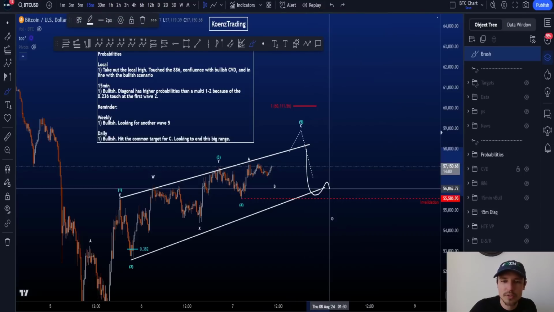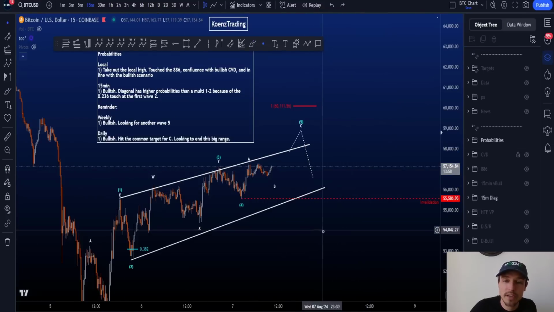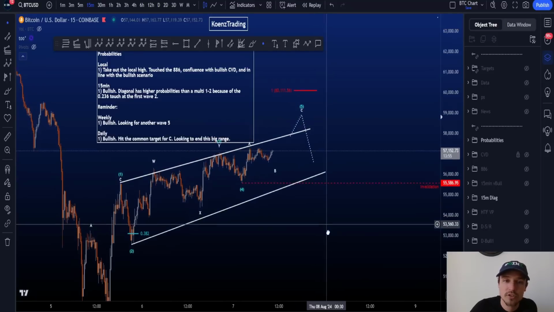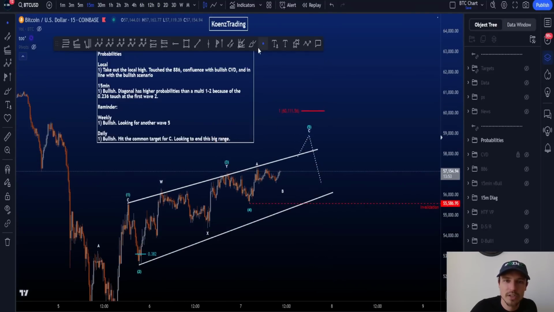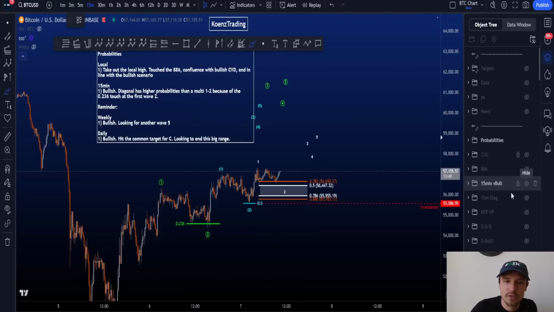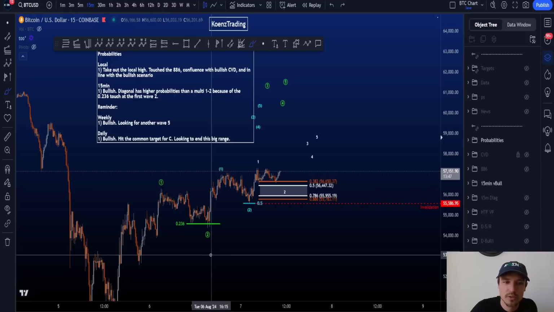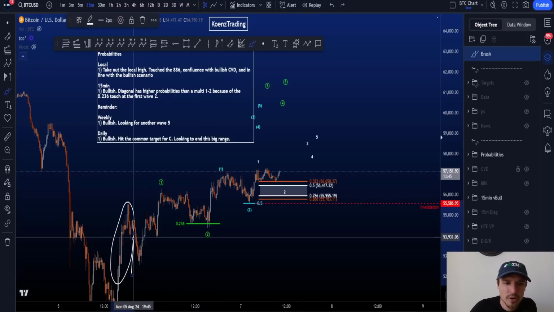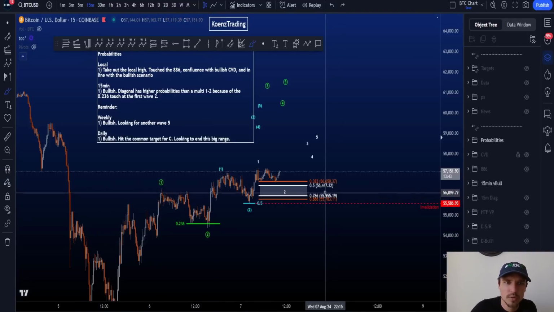If we get impulsive structures down, we have to be very careful and very aware of potential continuation, but at the moment that is not yet relevant. So this scenario has a higher probability compared to the 1-1-1-2 simply because of the 0.236 and arguably also your wave 3 here being longer than your wave 1.